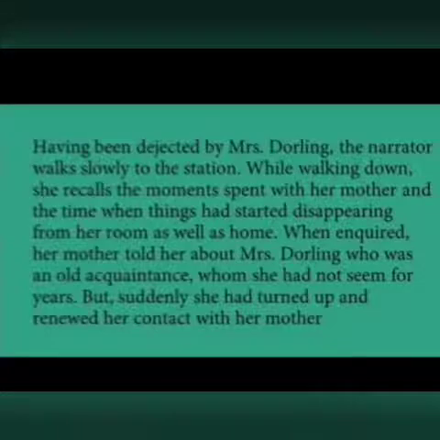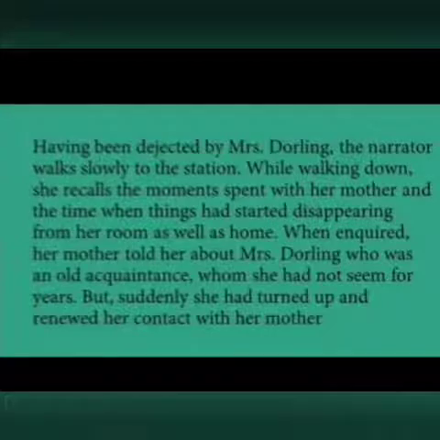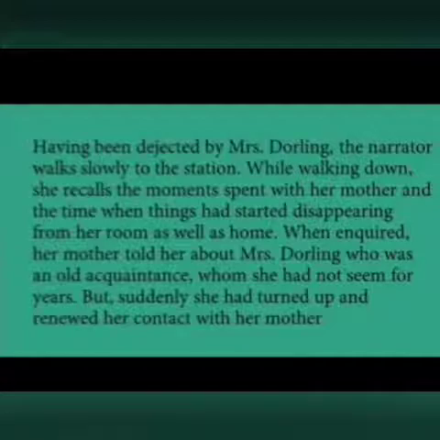Having been dejected by Mrs. Darling, the narrator walks slowly to the station. While walking, she recalls the moments spent with her mother and the time when things had started disappearing from her room as well as home. When enquired, her mother told her about Mrs. Darling, who was an old acquaintance whom she had not seen for years, but suddenly she had turned up and renewed her contact with her mother.